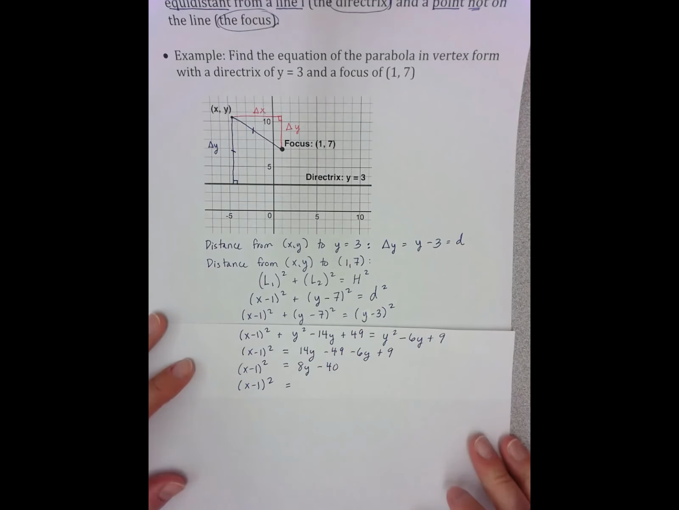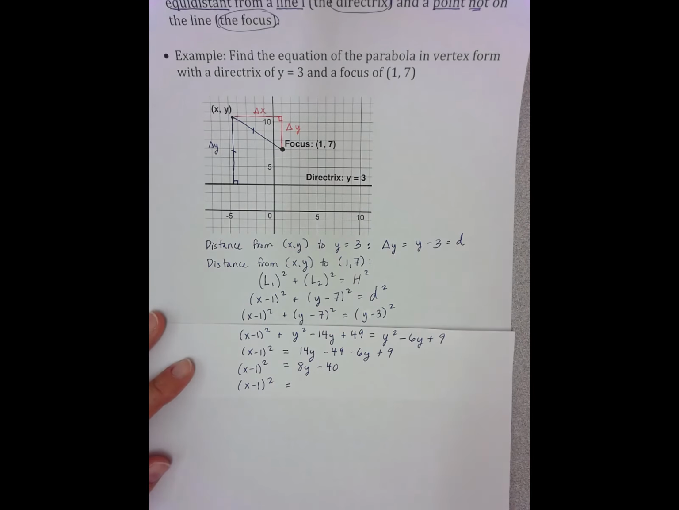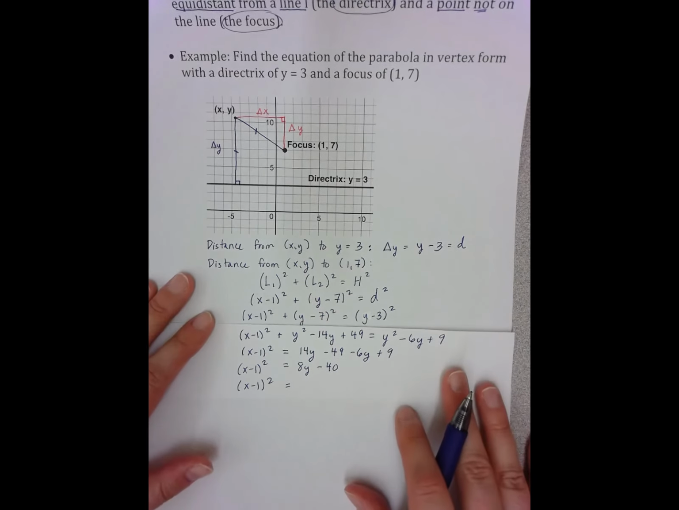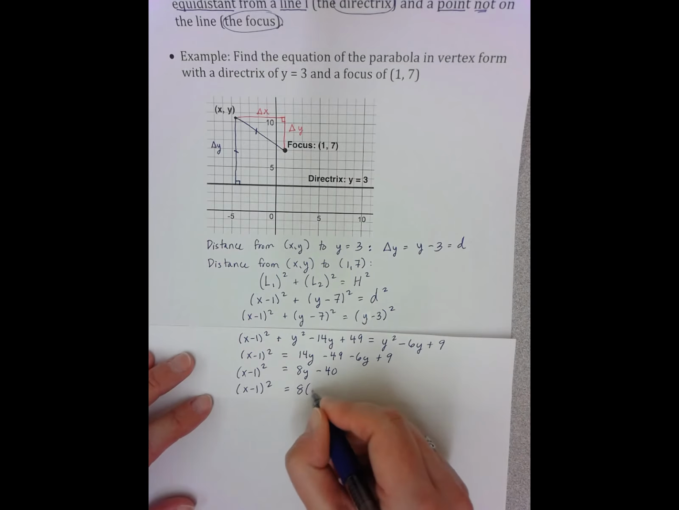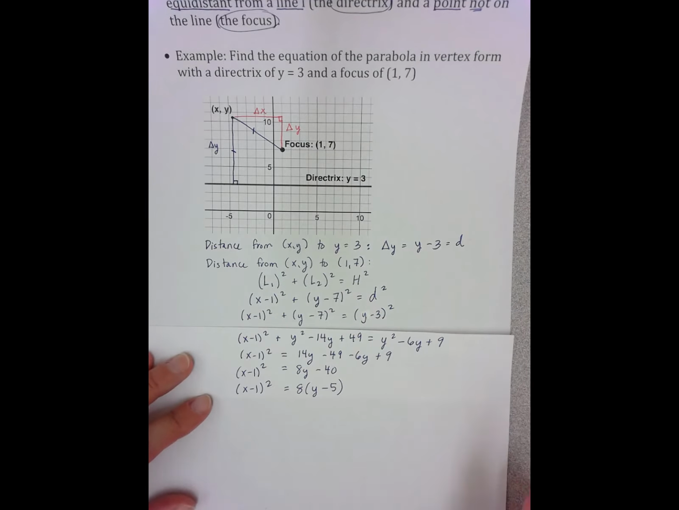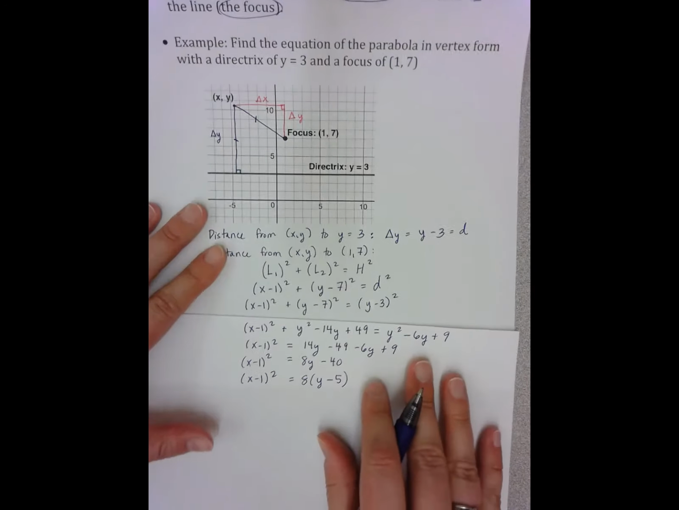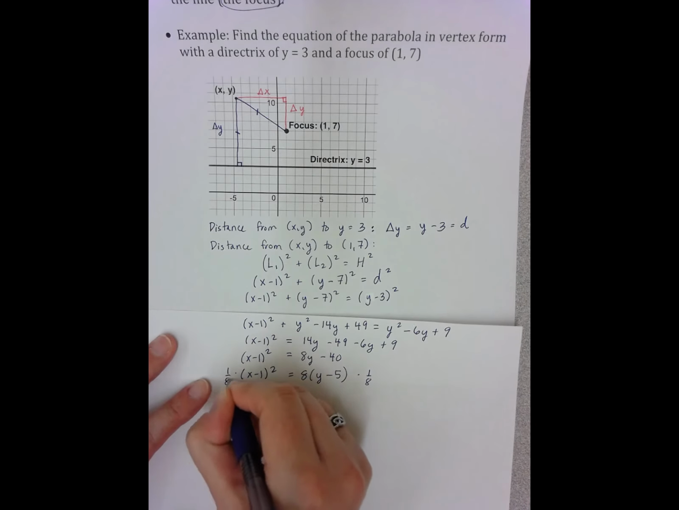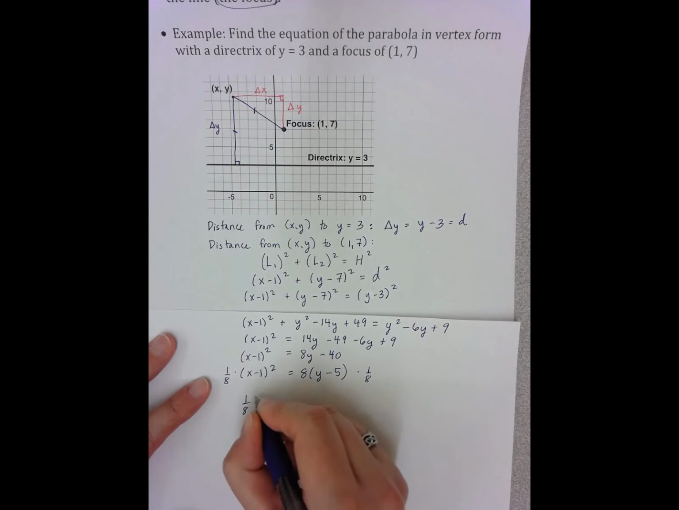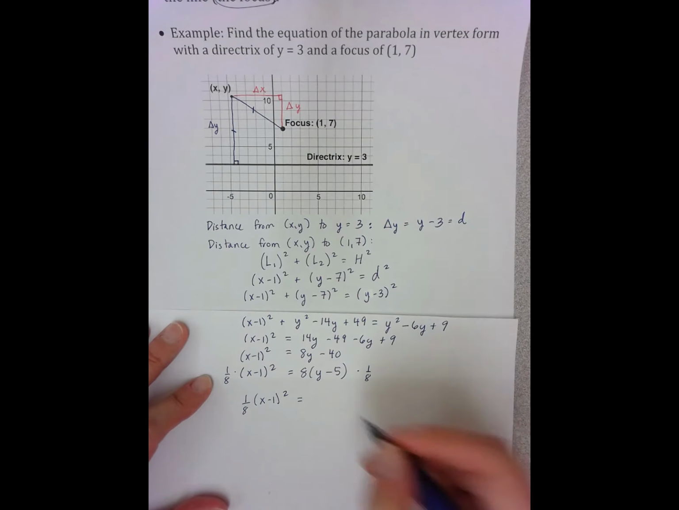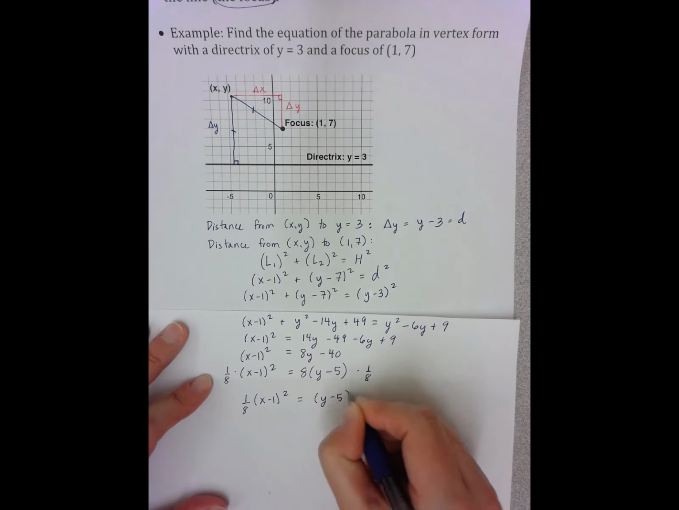Now I want this to look like the parabolas we worked with in the first semester. So I want this to look like y minus a number with nothing else around it. To do that, I need to factor out an 8 from both of these terms, and then I'm going to multiply both sides by 1/8. So on the left-hand side, I get 1/8 times x minus 1 squared. On the right-hand side, I get y minus 5.